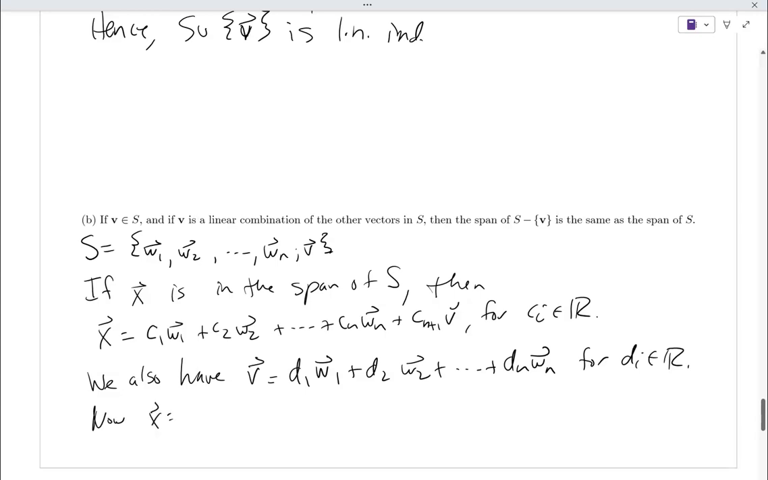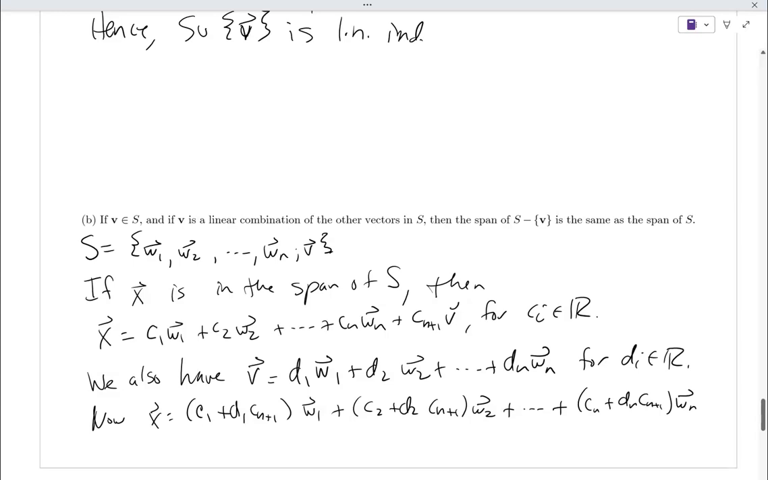You'd have a C1 plus D1 Cn plus 1, W1, a C2 plus D2 Cn plus 1, W2, all the way out to Cn plus Dn Cn plus 1, Wn when we rearrange. Substitute, distribute the Cn plus 1 and regroup. That's an Algebra 1 thing, right? Didn't do anything fancy.